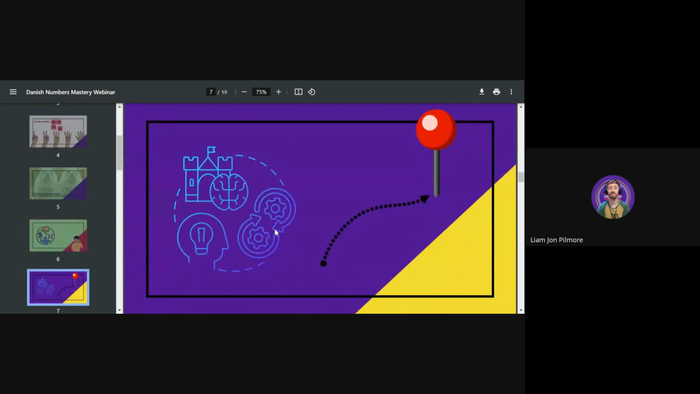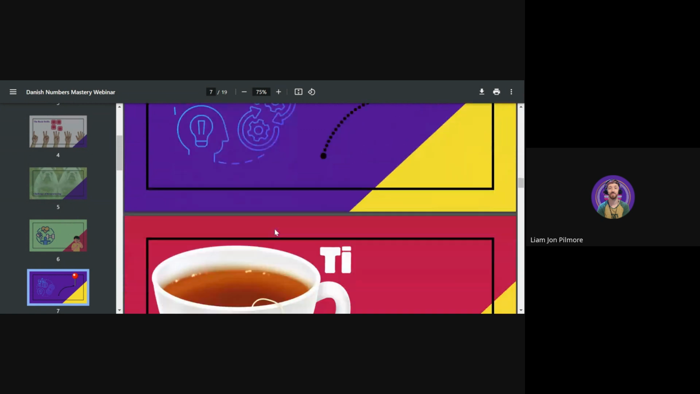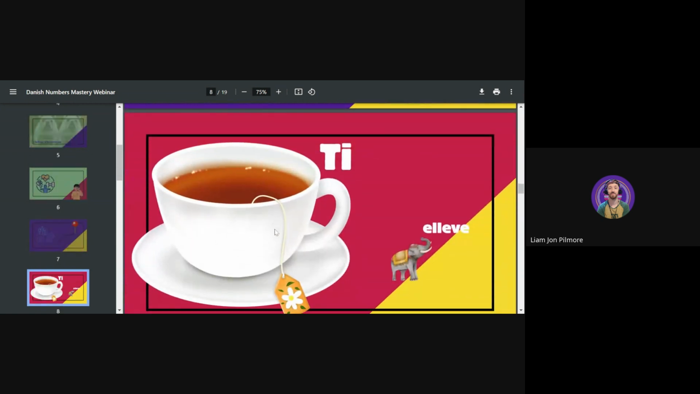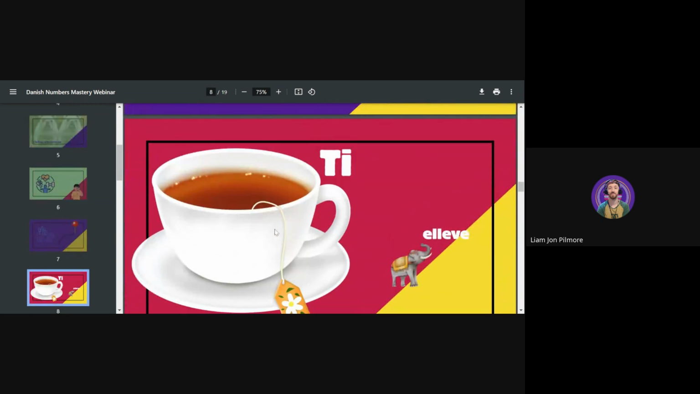So this is our memory palace. And here could be an example, right? Number 10 in Danish is ti. Sounds pretty much like tea, what you drink. So if your memory palace is, for example, let's say your house, when you go into your house, you have rooms that you enter in a set order, right?